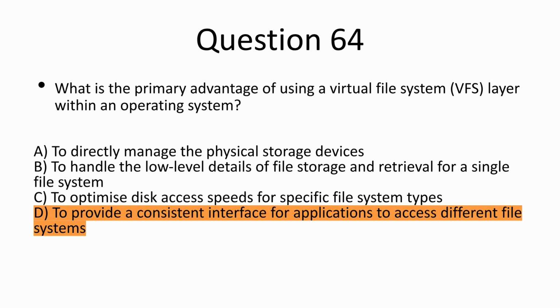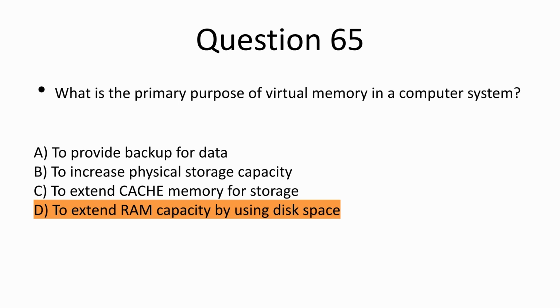Question 64. What is the primary advantage of using a virtual file system layer within an operating system? The answer is D. To provide a consistent interface for applications to access different file systems. Question 65 asks for the primary purpose of virtual memory in a computer system. The purpose is D. To extend RAM capacity by using disk space.